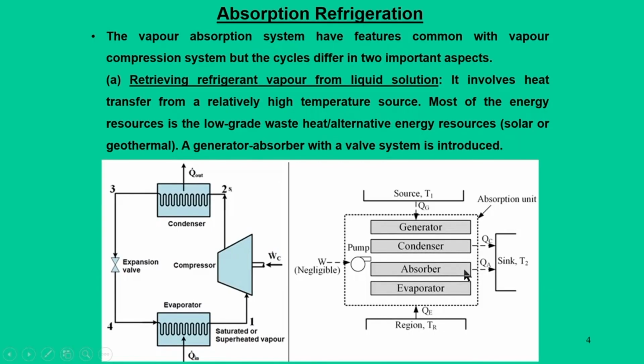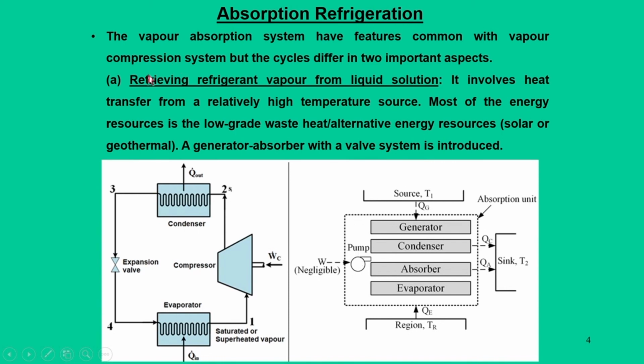In the absorber unit, there is an absorbent which absorbs the refrigerant and forms a strong solution, which is fed to the generator. When it comes out from the generator the solution becomes weak. Only the refrigerant vapor goes on from the generator, and the weak solution comes out of the generator. This is how it operates broadly in this thermal circuit.